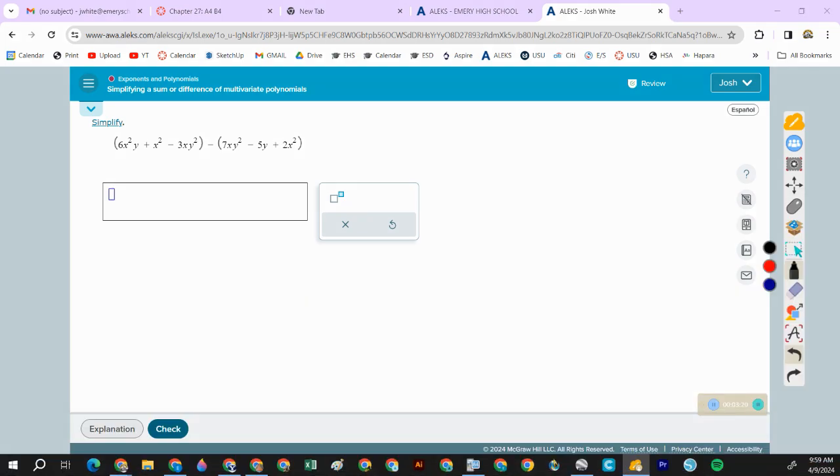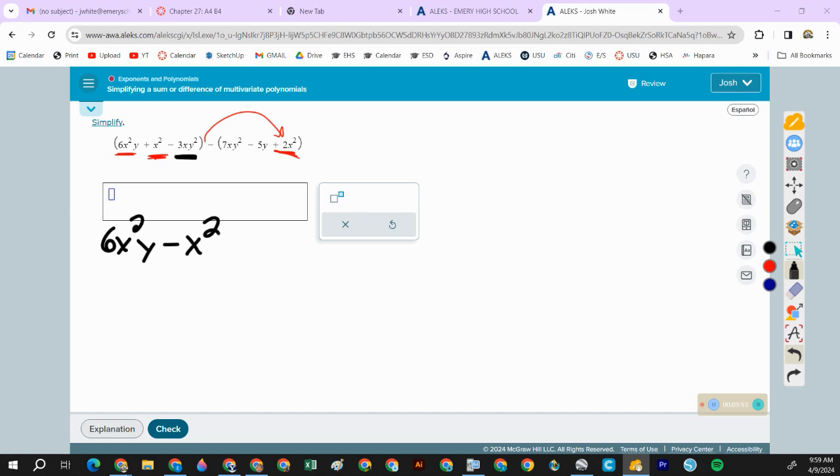Okay, same idea here. So 6x squared y. If I look in the other polynomial, do I have an x squared y? No. So that one has no like terms. So it just stays 6x squared y. What about x squareds? Yes, there is an x squared there, and it's actually a negative 2x squared. So x squared minus 2x squared is negative x squared.